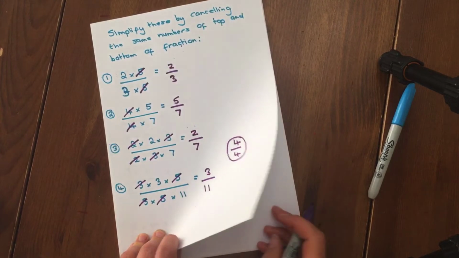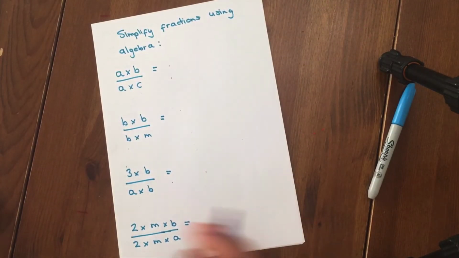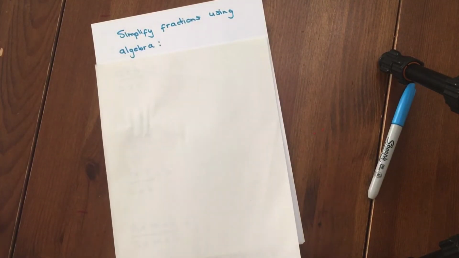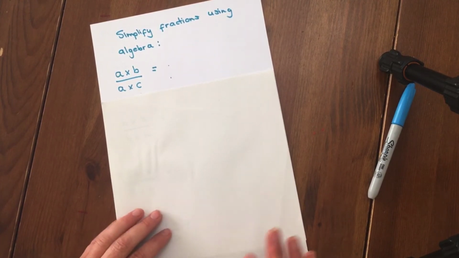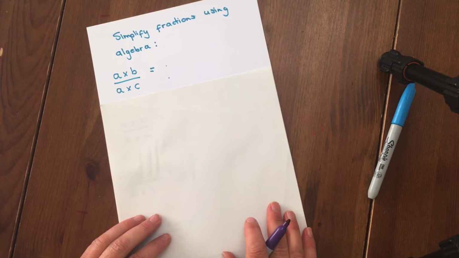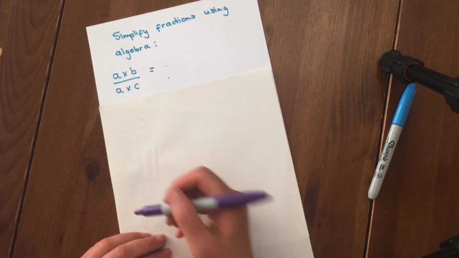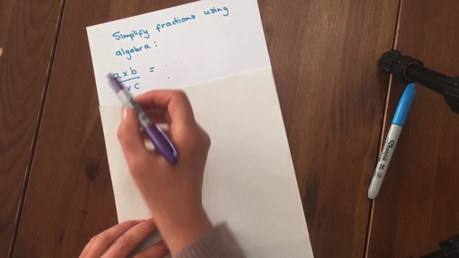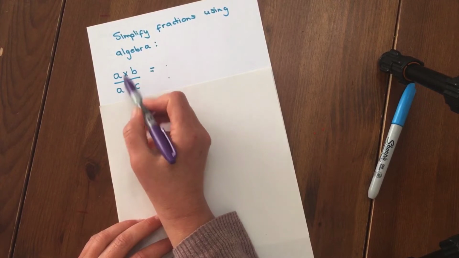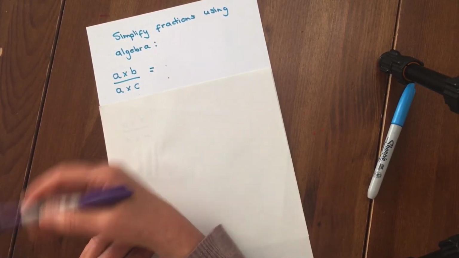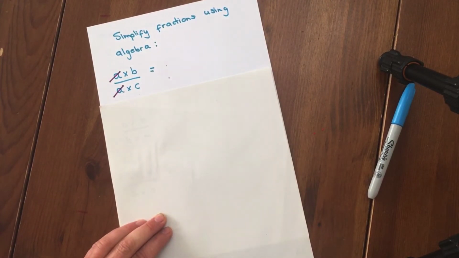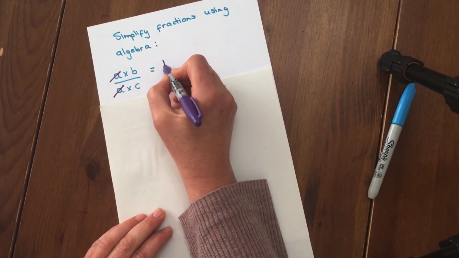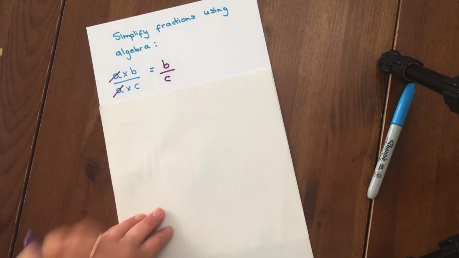Okay, Year 8. Now we're going to go on to algebra. And we're going to look at this first question here. Okay, so algebra is just the same as numbers. We're just using letters instead. So, what is the same on the top and the bottom? And what letter have I got? Well, I've got an A here and an A here, so I can cancel those out. So on the top, I've got a B. On the bottom, I'm left with a C.